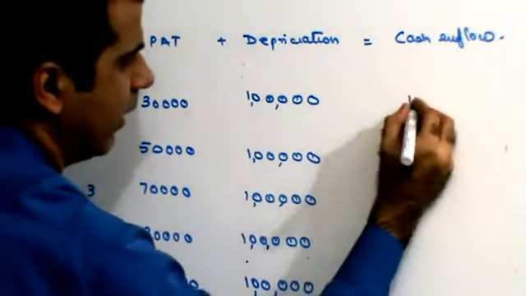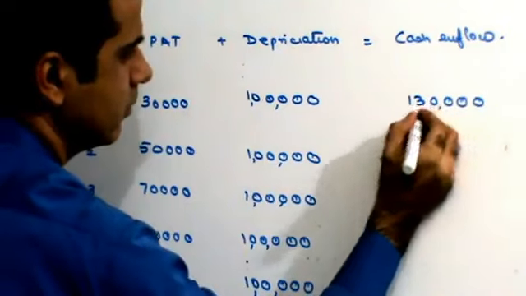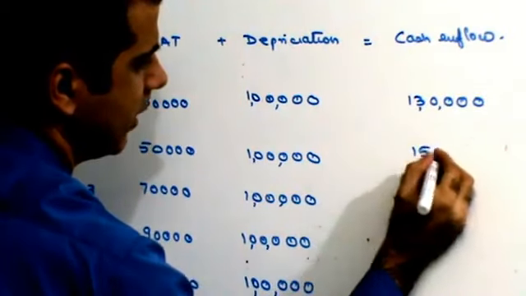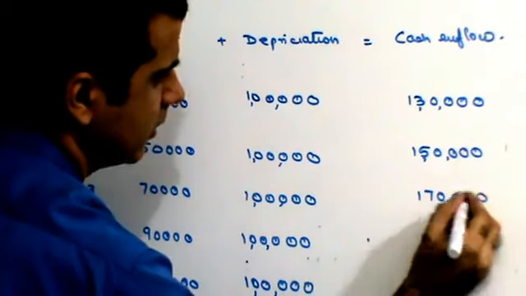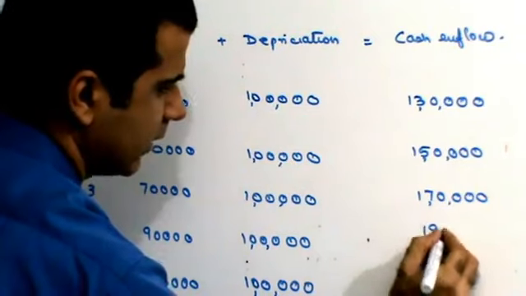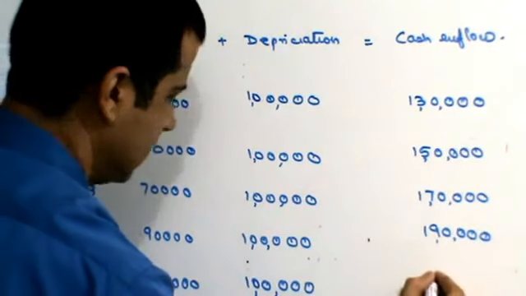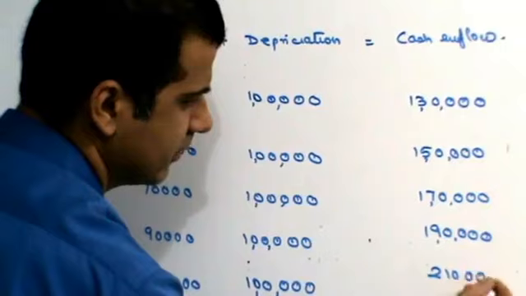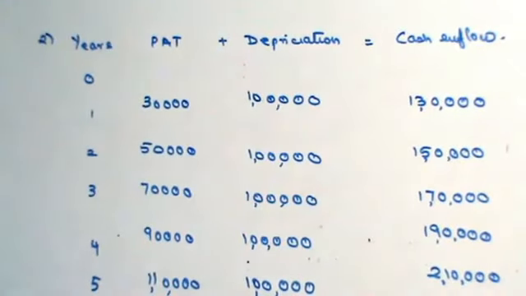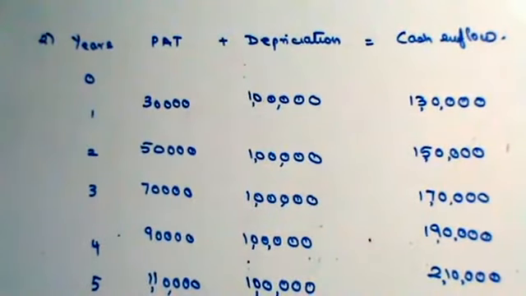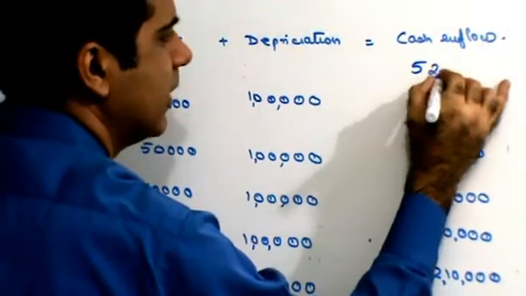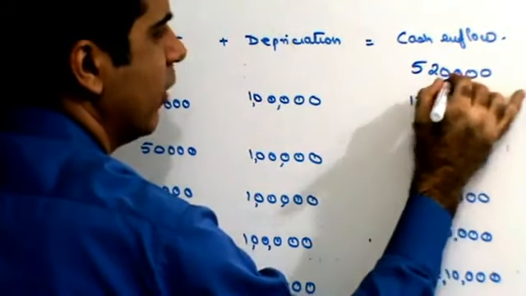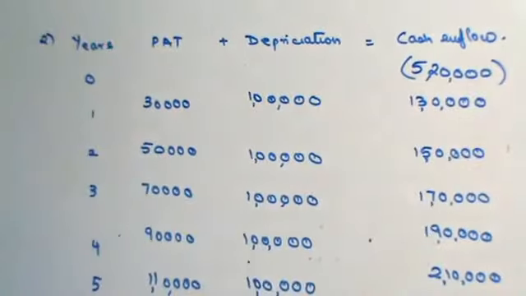So this is going to be 1,30,000. This is 1,50,000. This is 1,70,000. This is 1,90,000. This is 2,10,000. Right? Now, you have purchased the machinery for 5,20,000. So your initial investment is going to be 5,20,000. Since money is going out, this figure is going to be negative.